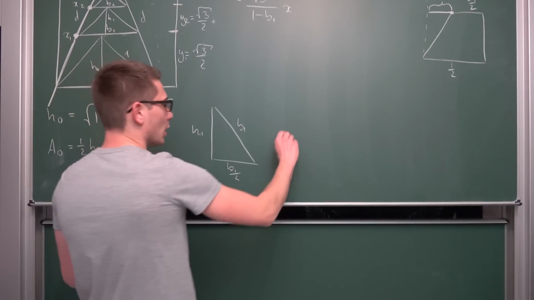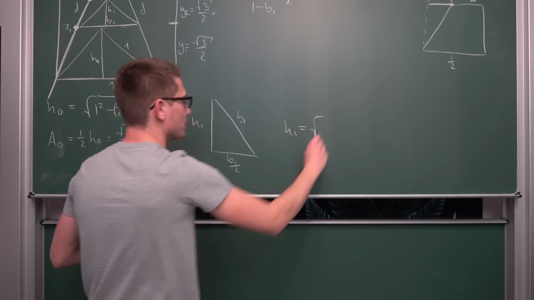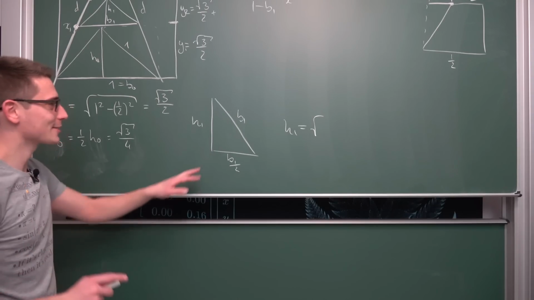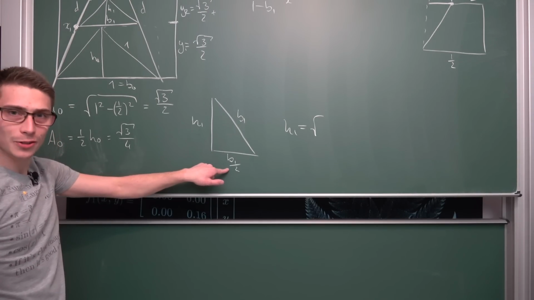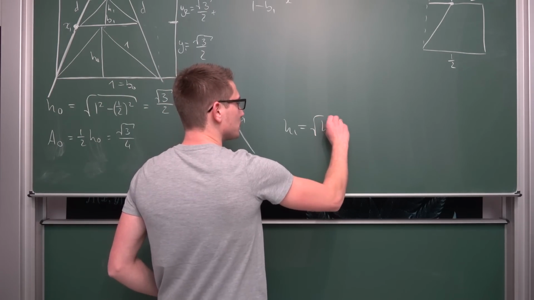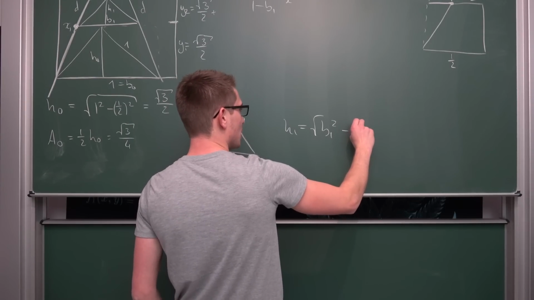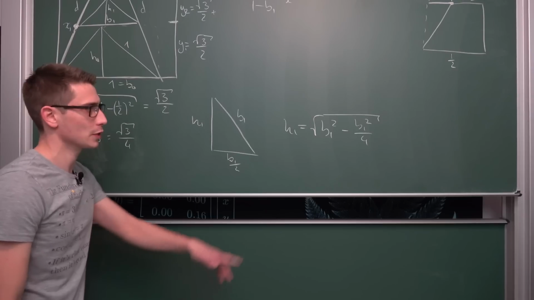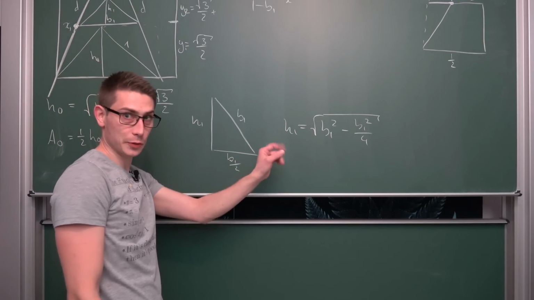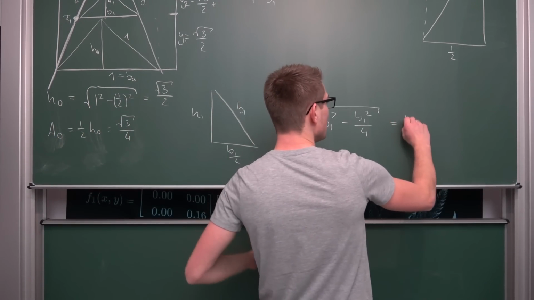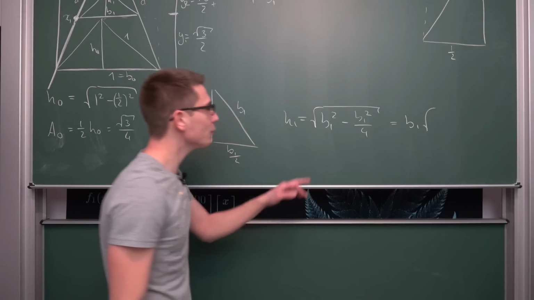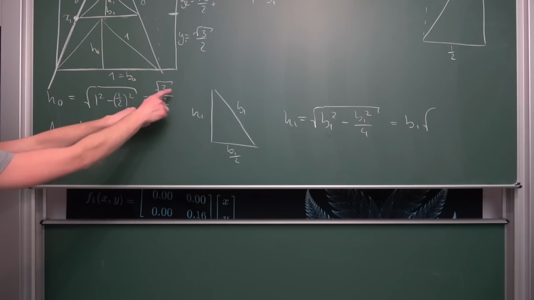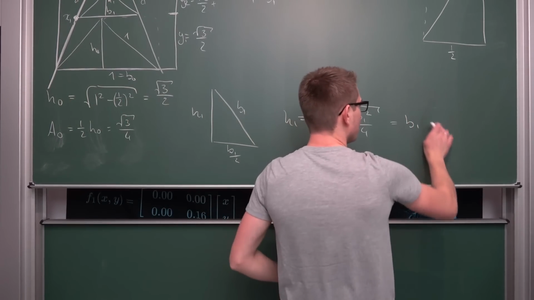Meaning our height 1, h1, is going to be nothing but the square root of, we are going to get a nice formula for each and every height here. It's going to be pretty good. We are going to get that this right here is b1 squared minus b1 squared over 4, just using Pythagoras. b1 squared is a common factor. Factoring it out, taking the square root, is going to leave us with b1 times the square root of 1 minus 1/4. Hey, this is good. This is just square root of 3 over 2 yet again.